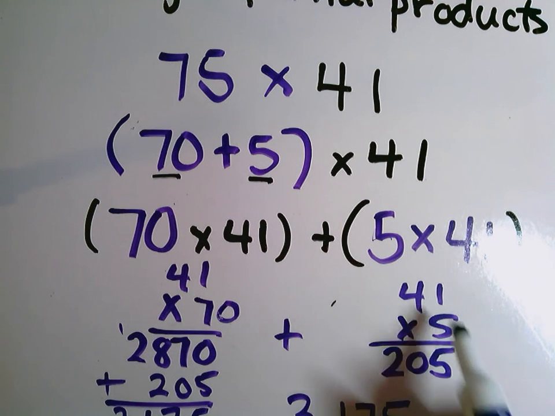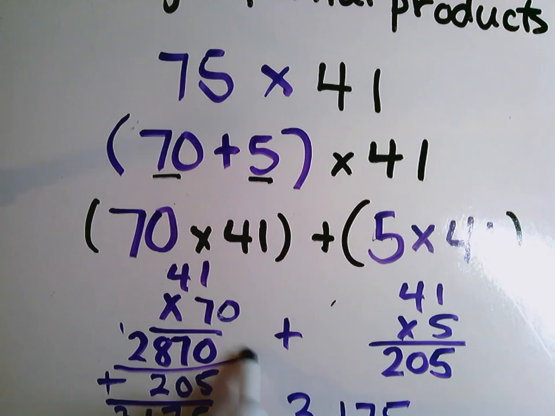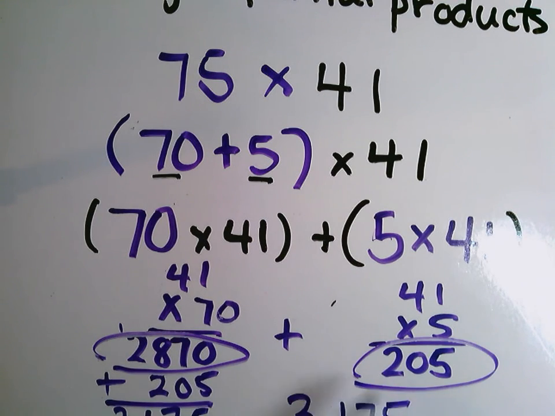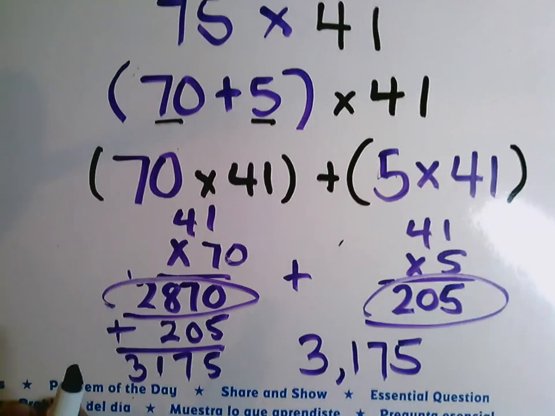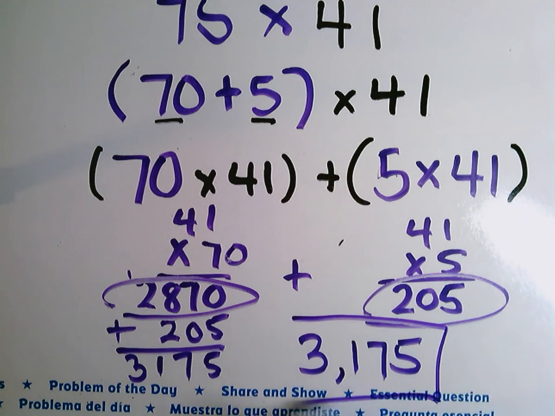And then I did 41 times 5, and I'm going to add both of those partial products together to get my answer, to get my product of 3,175. So you're going to practice breaking this down today with a couple of problems.